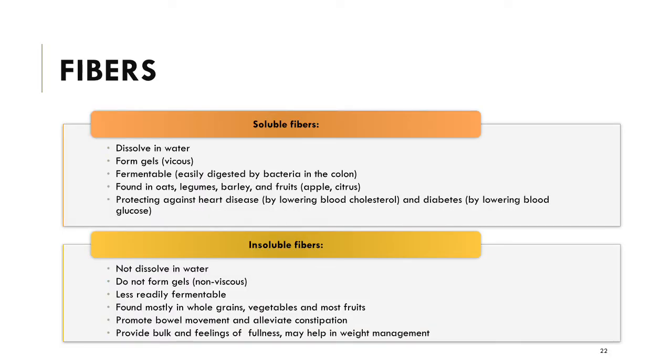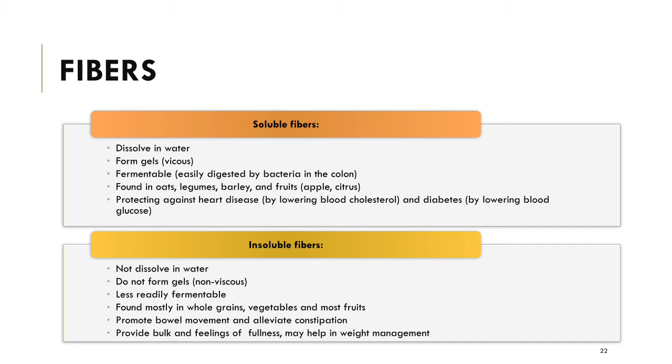Now this table basically shows you the difference between the soluble and the insoluble fibers. Soluble fibers, as the name implies, can dissolve in water, and when they dissolve in water, they form a very viscous gel. Because they are soluble in water, they are easily digested by bacteria in our large intestine, and the term we call that is fermentable.